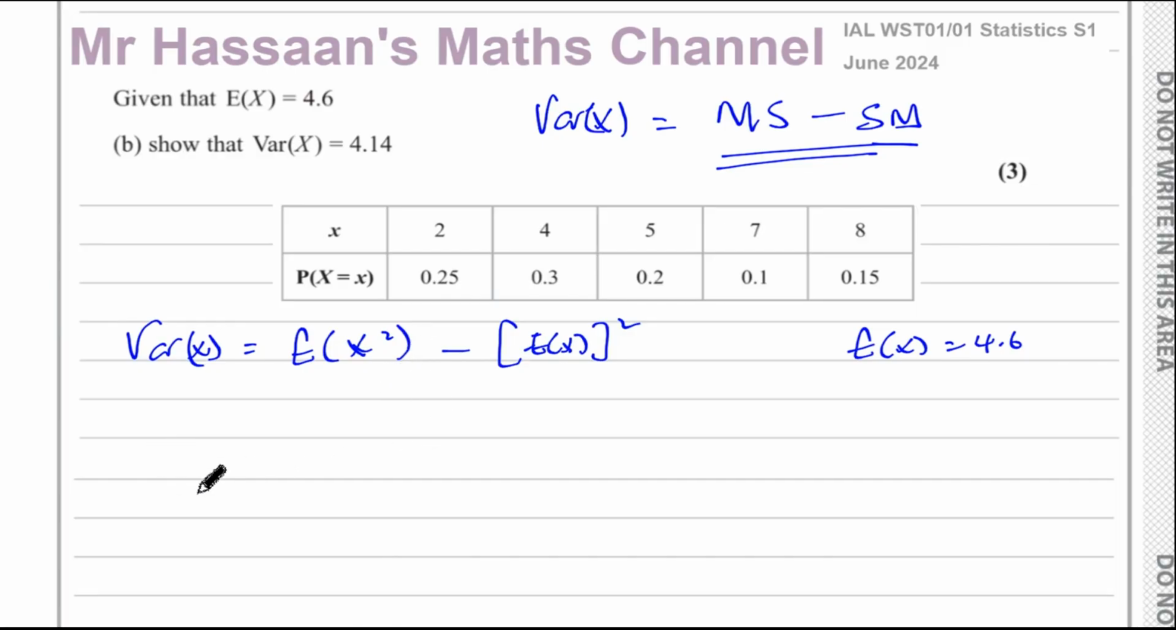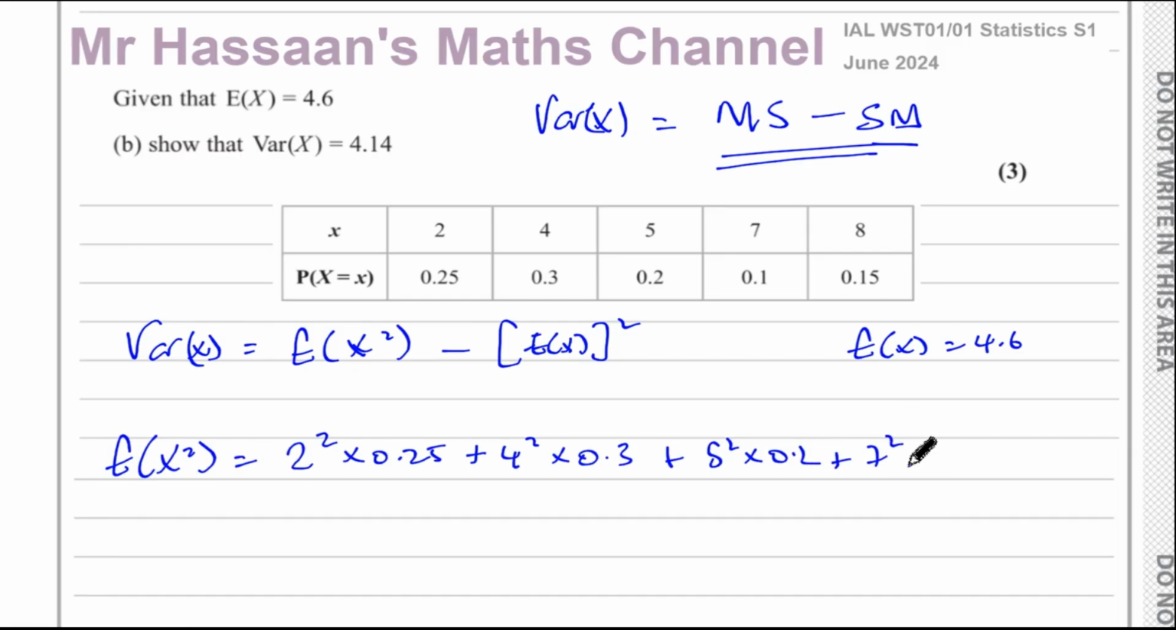Now the expected value of x squared is when you take the x values, you square them and multiply them by the probabilities, just as the expected value of x is multiplying the x values with the probabilities and adding them together. So E(X squared) is going to be 2 squared times 0.25 plus 4 squared times 0.3 plus 5 squared times 0.2 plus 7 squared times 0.1 plus 8 squared times 0.15. And that should give you E(X squared).